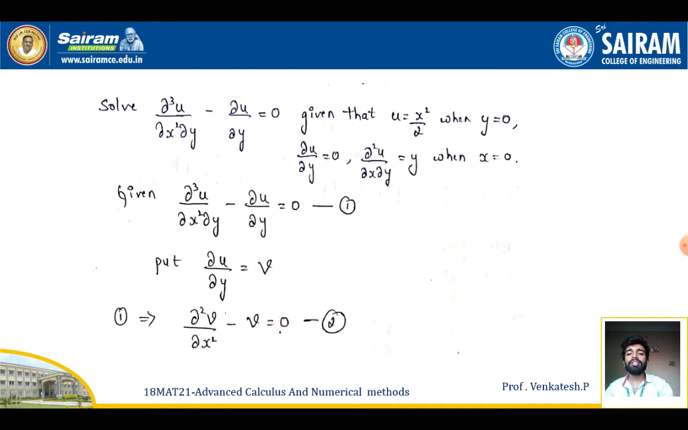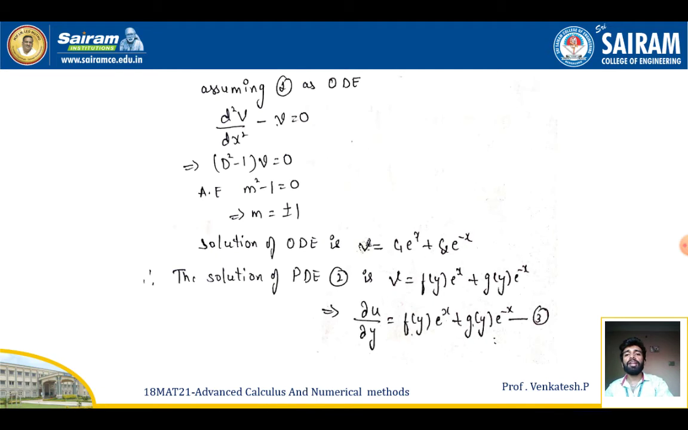So I will get d²v/dx² − v = 0. Now we can simplify this ordinary differential equation by converting d/dx as capital D. So I will get (D² − 1)v = 0. Now we can make an auxiliary equation to find the roots. So I'll get m² − 1 = 0 as the auxiliary equation. By simplifying this equation, I will get the roots m = ±1.